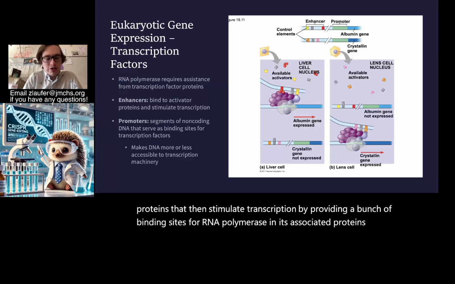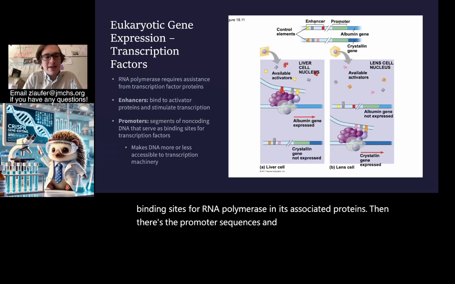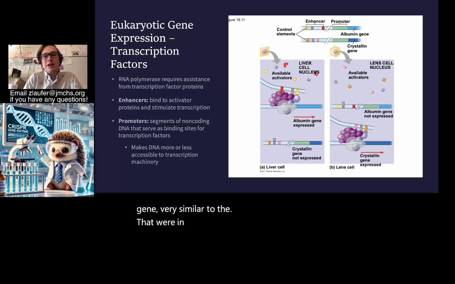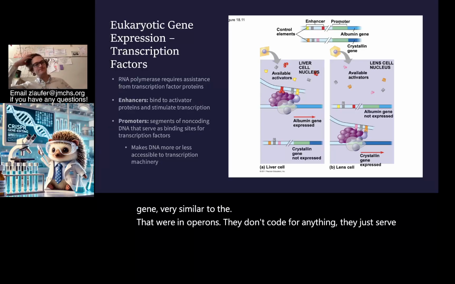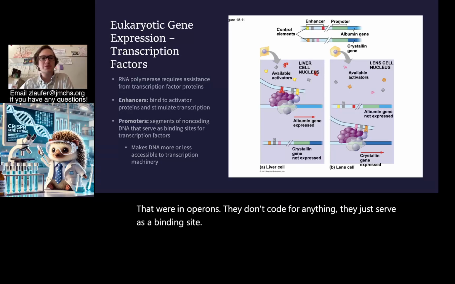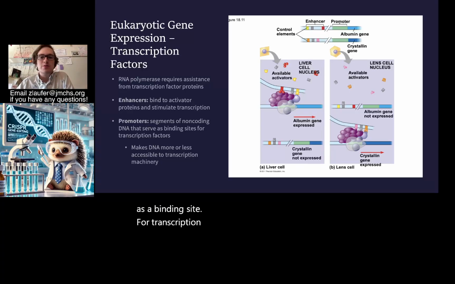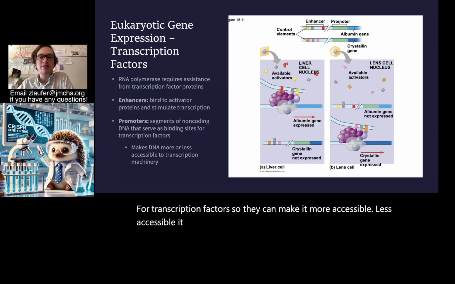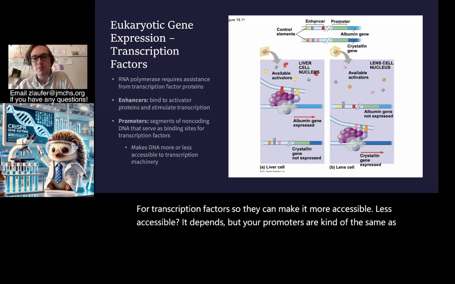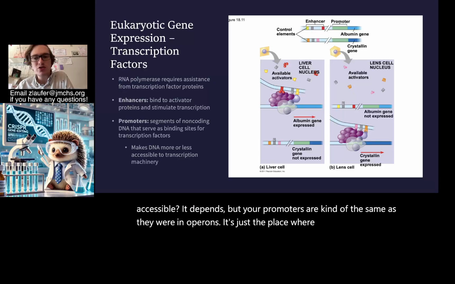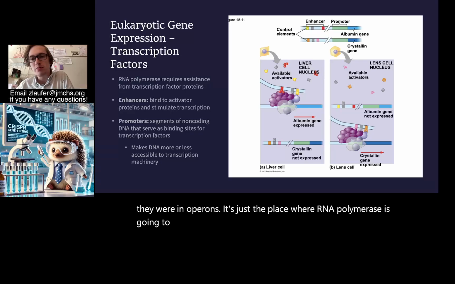Then there are the promoter sequences, and these are right next to the gene, very similar to the promoters that were in operons. They don't code for anything. They just serve as a binding site for transcription factors. So they can make it more accessible, less accessible. It depends. But your promoters are kind of the same as they were in operons. It's just the place where RNA polymerase is going to attach, along with a bunch of other transcription factors.